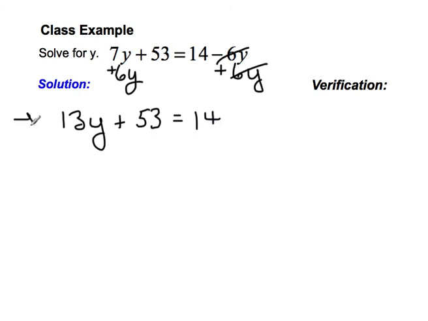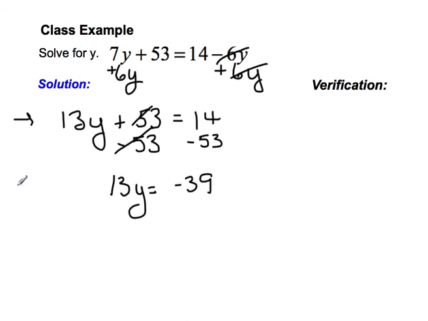Now this becomes a step 2 equation. So now I'm going to subtract 53. I have 13y is equal to negative 39. Now this is a step 1 because it takes me one more step to get to the answer by dividing by 13. Y is equal to negative 3. Okay, I'm not going to verify this one.